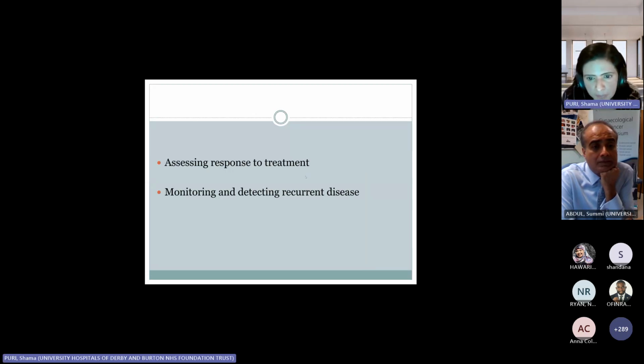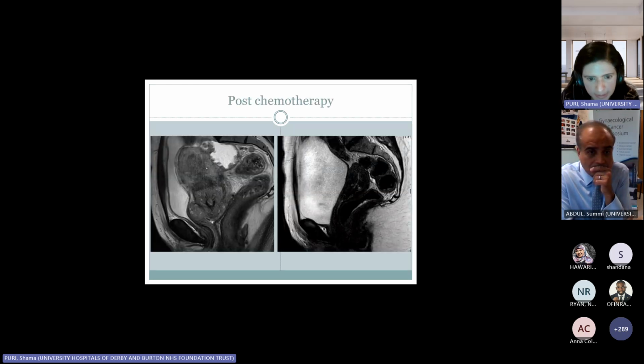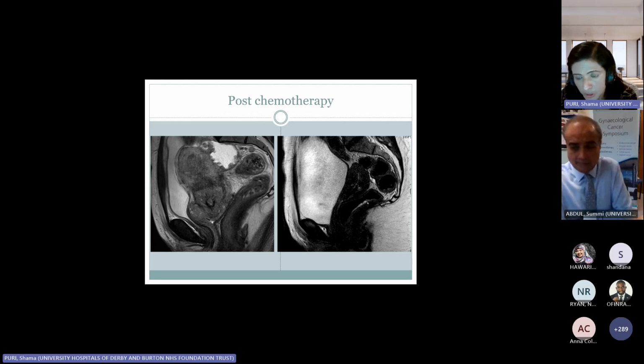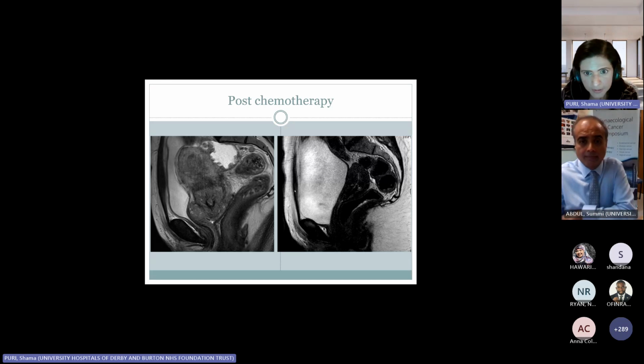Okay, so in addition to the staging, we can assess response to treatment, and we can also monitor and detect recurrent disease. And showing you some examples. This lady was not suitable for surgery. So this is pre-neoadjuvant chemo. This is post-neoadjuvant chemo. Very large tumor in the cervix, in the fornices, in the vagina. And this is post-neoadjuvant chemo. All looks low T2 signal. The tumor just disappeared magically here. And MRI was very reassuring.